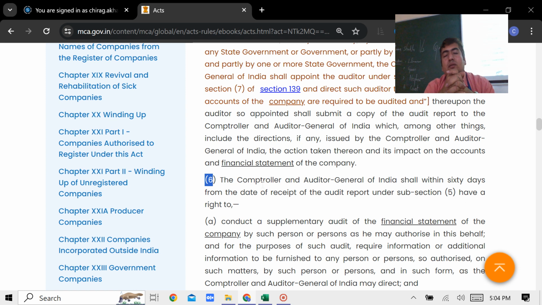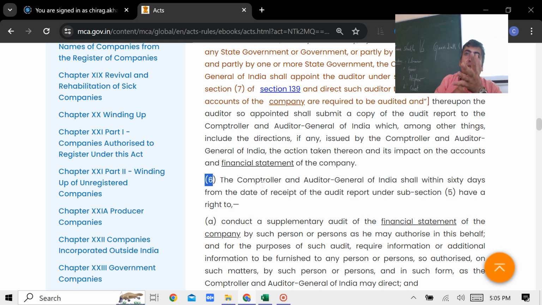But what if, guys, the audit report submitted by that auditor appointed by CAG, how will he treat the audit report? He may include that audit report content in the main report, or he may exclude it. And it is also written that if he is not satisfied, he can appoint another person to go to the government company and inspect certain things, and he will submit another report.